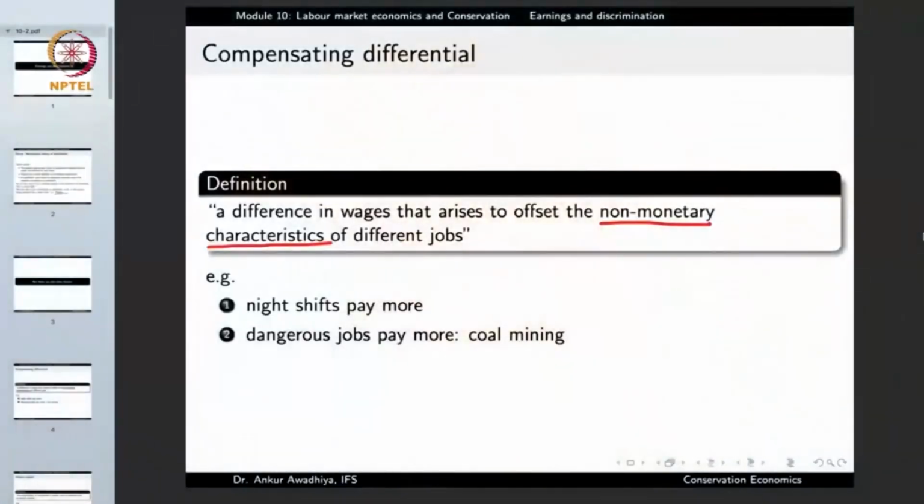In this case, they are being compensated for a difference in a non-monetary characteristic. So the difference is whether they are working in the daytime or in the night time. And this non-monetary characteristic differential is getting compensated. So this is a difference in wages that is arising to offset, that is, we are trying to nullify or compensate for the non-monetary characteristics of different jobs. Examples are night shifts that pay more or dangerous jobs that pay more.